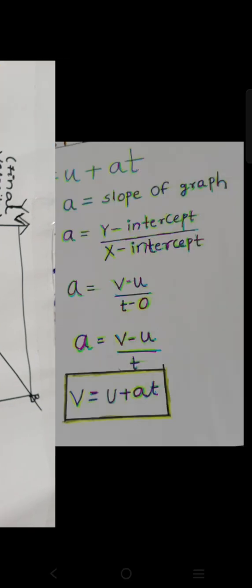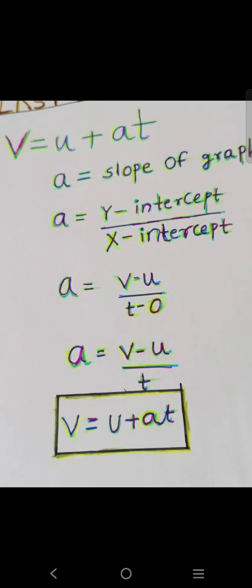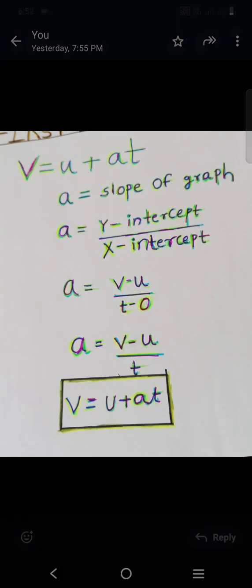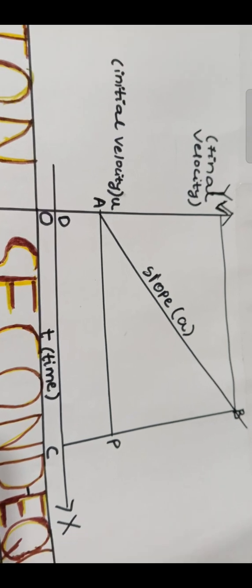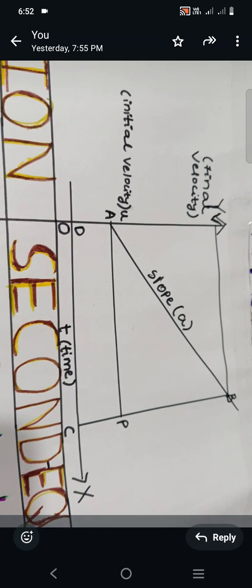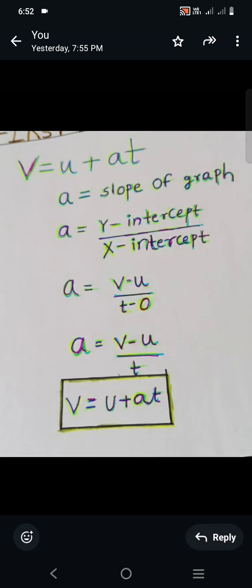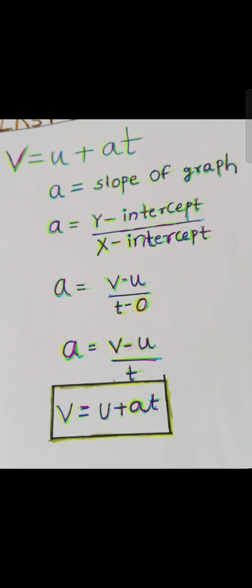So here if I go through v equal to u plus at, if we go through acceleration, the slope of the graph, then we can say y-intercept by x-intercept. As we know, slope is equal to rise by run. So this is the y-intercept and this is the x-intercept. Clear? So v minus u by t minus 0, equal to v minus u by t. So if t goes to the left hand side, then at equal to v minus u, v equal to u plus at.